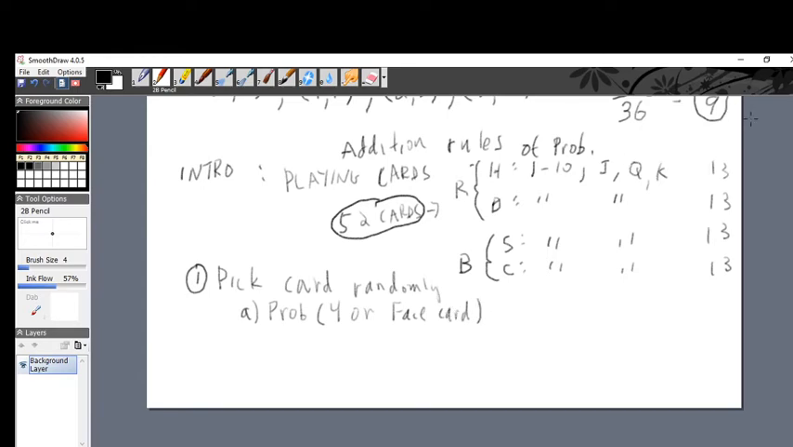Okay, these are called face cards. All of these are face cards. So what's the probability of getting a 4 or a face card?